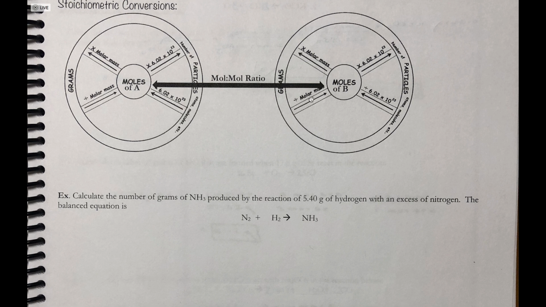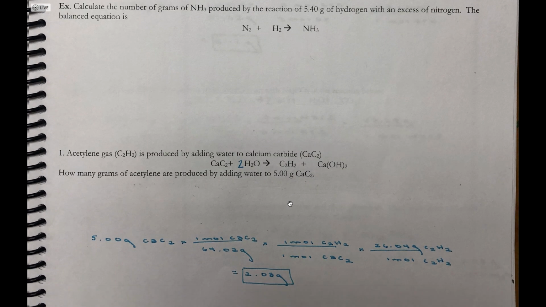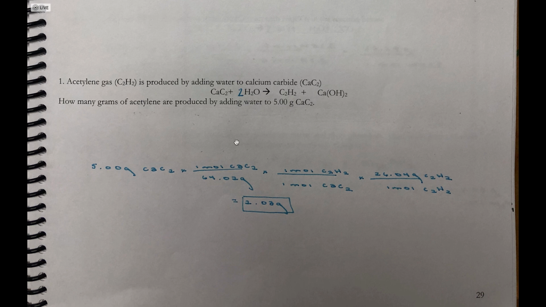It tells me I have 5.0 grams of calcium carbide. Okay, so I write my given, all of the information there. Okay, please don't skimp out on information because you'll mess yourself up. I made sure to balance up here. I have 2 in front of H2O. Now I'm going to go first from grams of calcium carbide. I'm going to get into moles of calcium carbide. So I put grams on bottom, moles of calcium carbide up top.